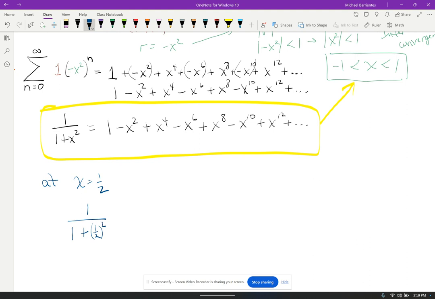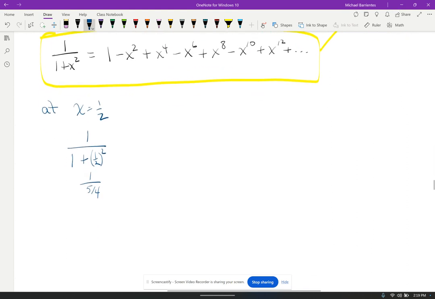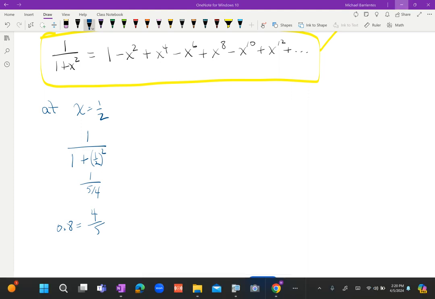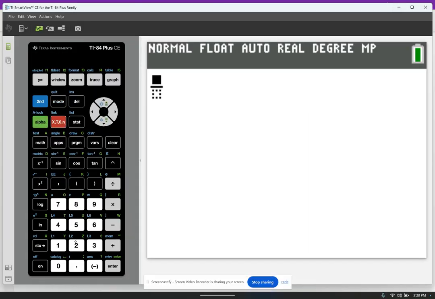What is that? Well, if you do it by hand, this will be 1/4. 1/4 plus 1, that's going to be 5/4. And if you do that, 1 over 5/4 is the same thing as 4/5. I think that would be 0.8. If you don't believe me, grab your calculator and we can do this fairly quickly. 1 plus 1 over 2 squared. Oh, that's not the square.